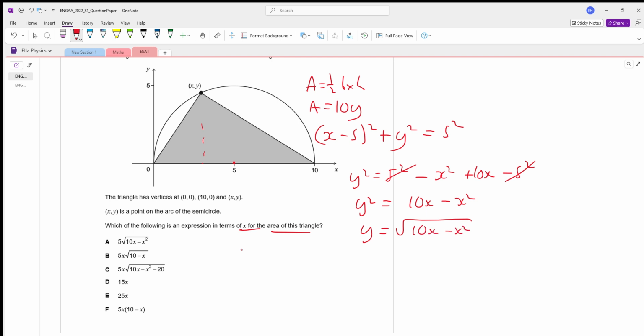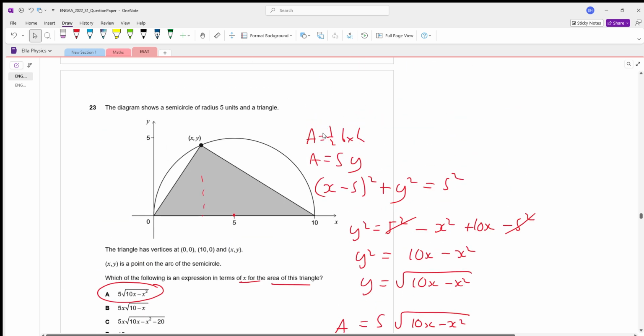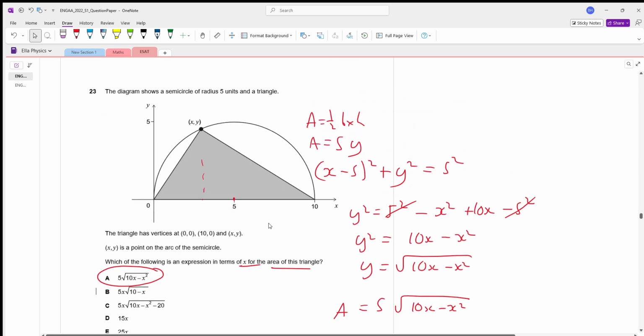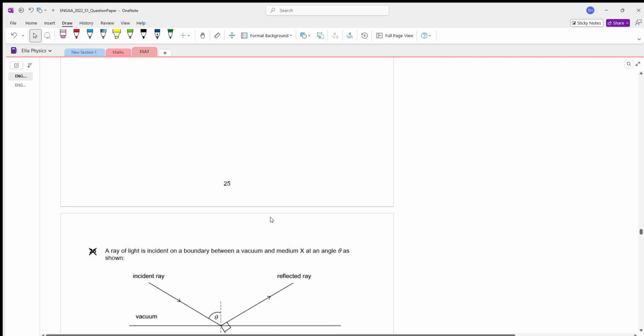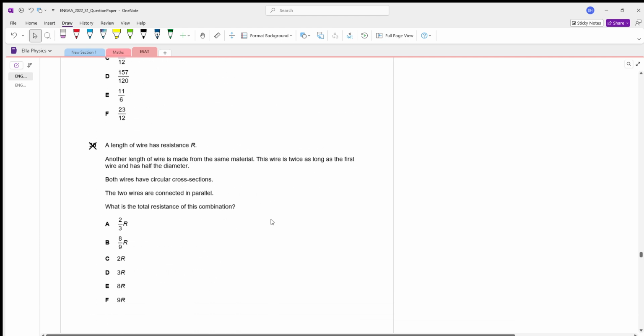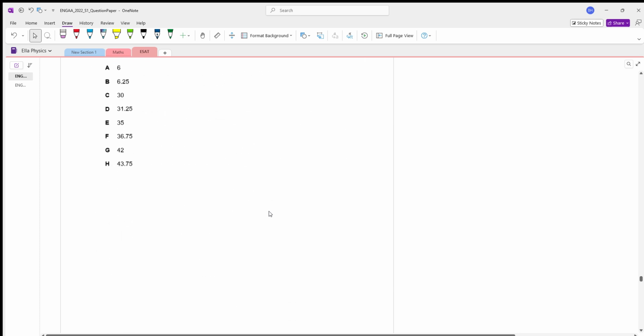And my area equals, oh gosh, base is half 5y. Whew. Area equals 5 root 10x minus x squared, which is the first one. Got almost the easiest bit: half times base, half times 10 is not 10, it's 5. Okay, let's see if there's any others on this one, just for a geometry style question. Nope, that's that.